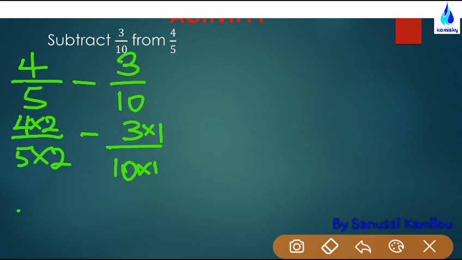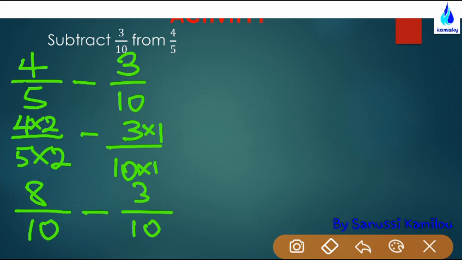So let's move forward. 4 times 2 will give us 8. What about 5 times 2? 5 times 2, 10. Very good. Now the other side, 3 times 1, 3. 10 times 1, 10. Is it not so? So we can continue from there. From there we can see that they are now having the same denominators, true or false.